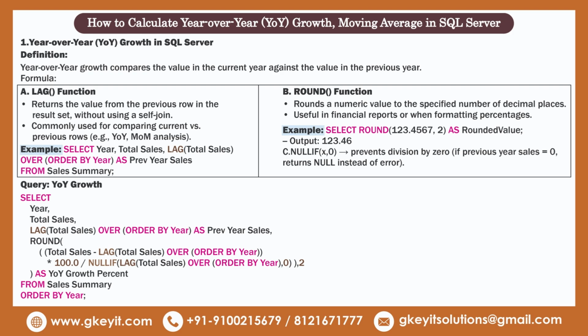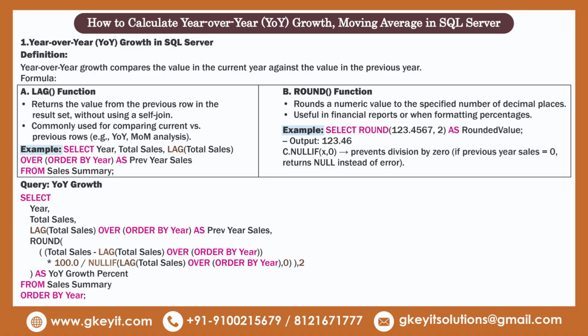Coming to our real-time scenario, that is the query on year-on-year growth. There is a query: select year, total_sales, LAG(total_sales) over (order by year) as previous_year_sales, and ROUND((total_sales - LAG(total_sales) over (order by year)) * 100 / NULLIF(LAG(total_sales) over (order by year), 0), 2) as year_over_year_growth_percentage from sales_summary table order by year. We are ordering by year finally.